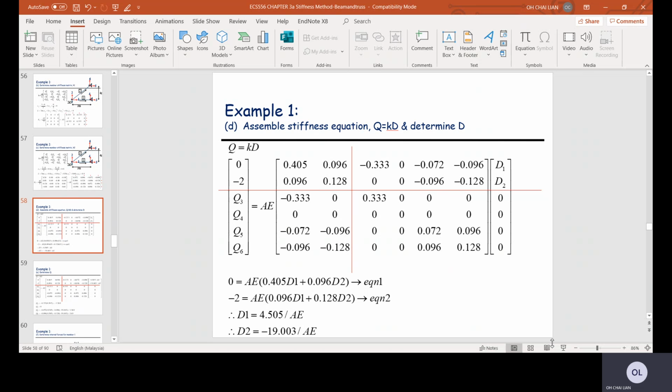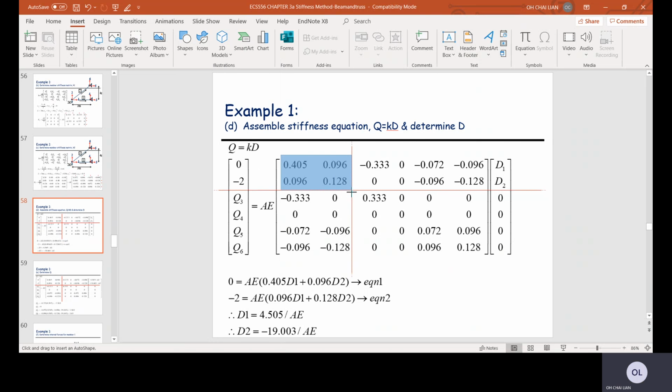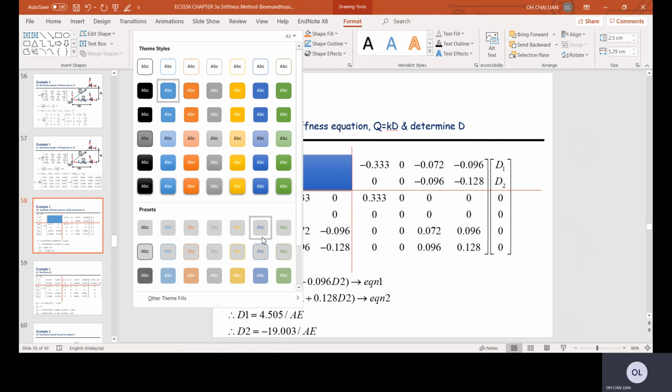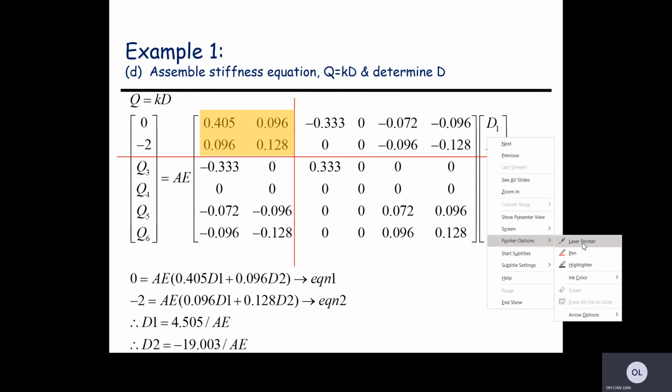Let's say the structure stiffness matrix is not required in this problem. Okay, so we can see that only the highlighted regions, these elements, are needed to solve for D1 and D2. So let's see how it looks. It will be something like this.